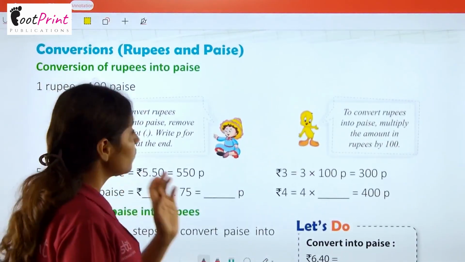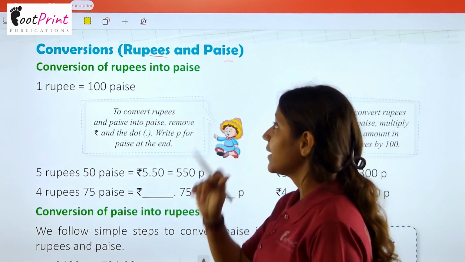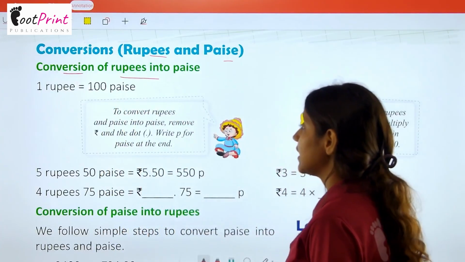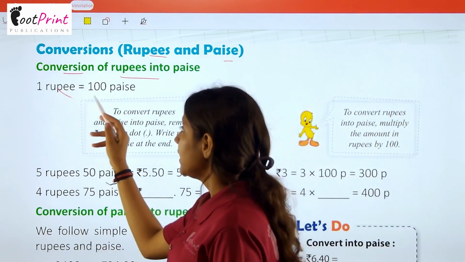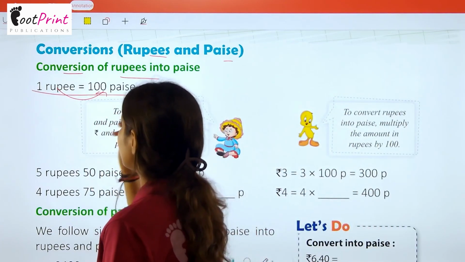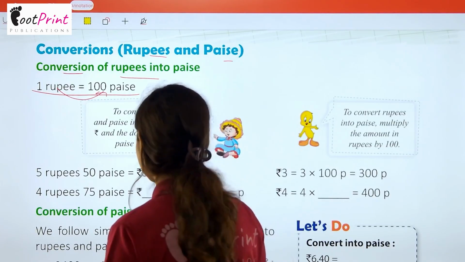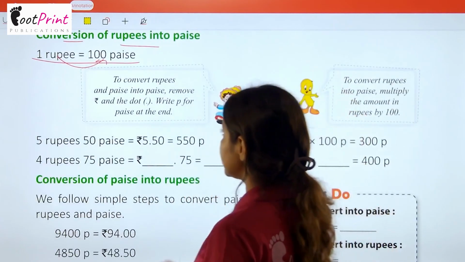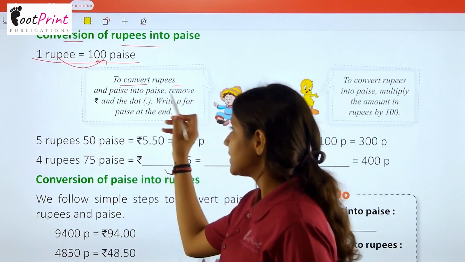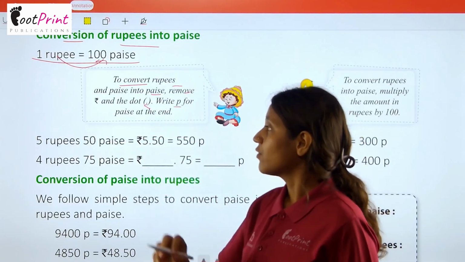Now we have the very first topic of this chapter, conversion of rupees into पैसे. So अब हम करेंगे conversion. Conversion of rupees into पैसे. 1 rupee equals 100 पैसे. So हमें पता है कि 1 rupee 100 पैसे है. So इससे हम क्या करेंगे, अपनी calculation करेंगे. Here this toy is saying that to convert rupees and पैसे into पैसे, remove rupees and the dot, write P for पैसे at the end.